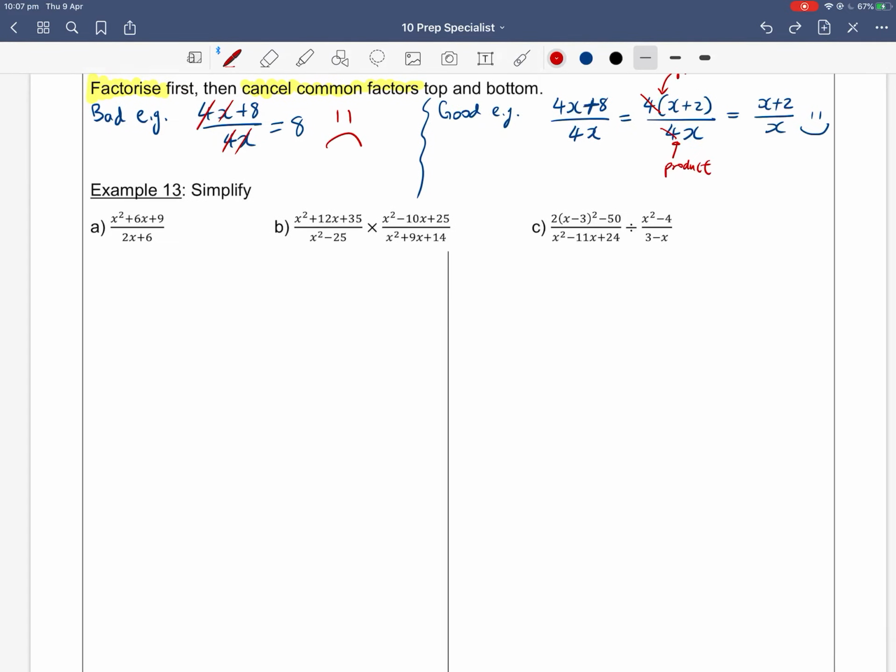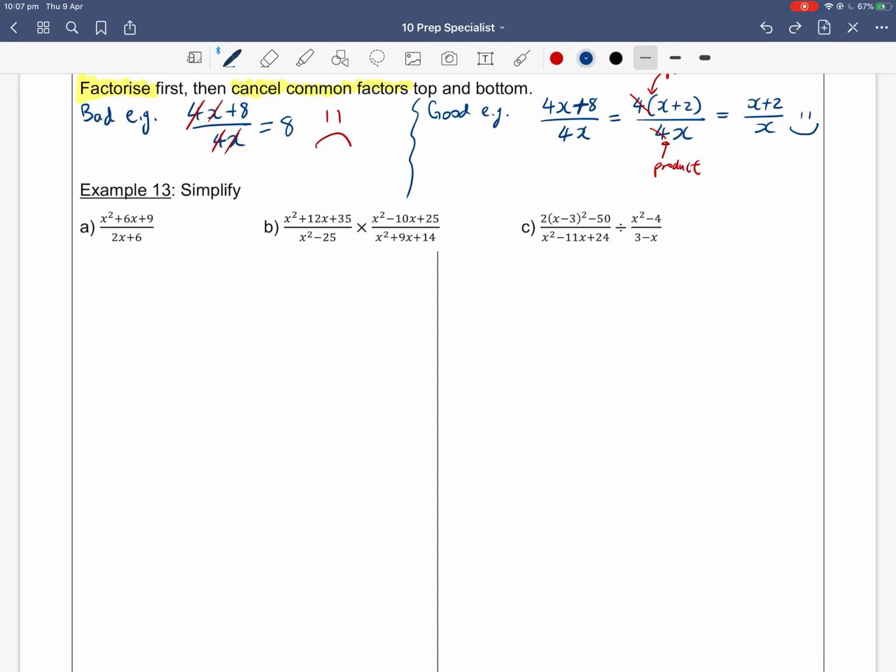So let's have a look at example 13. So we've got three subparts of example 13. We need to simplify part A, x squared plus 6x plus 9 all over 2x plus 6. So step 1, let's factorize. So on the top we have a quadratic, so we need to do our little ABC and do a little plus b times AC table on the side.